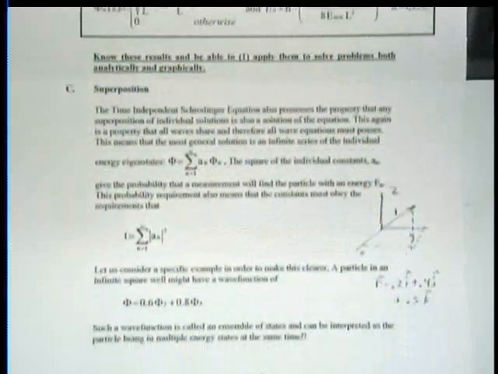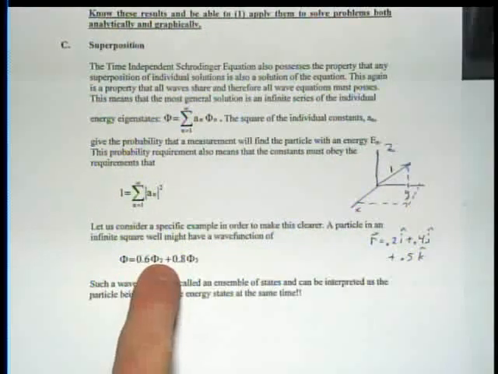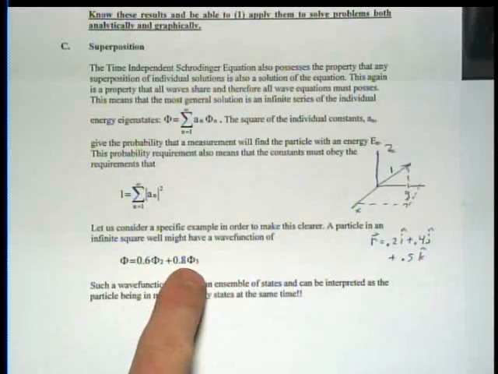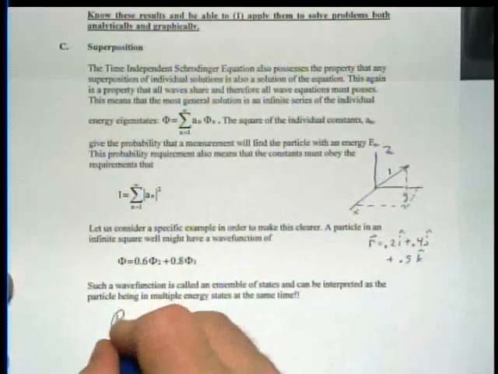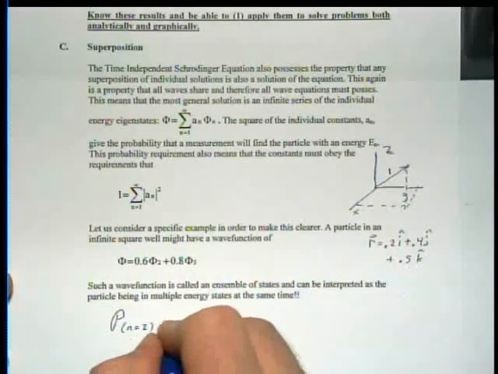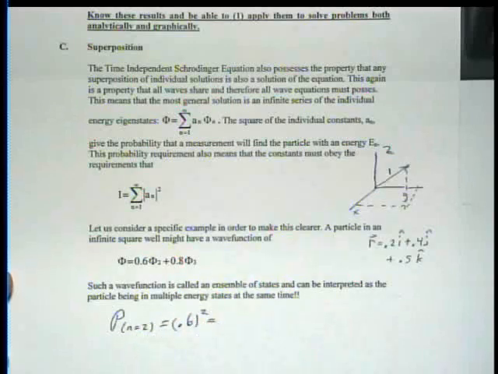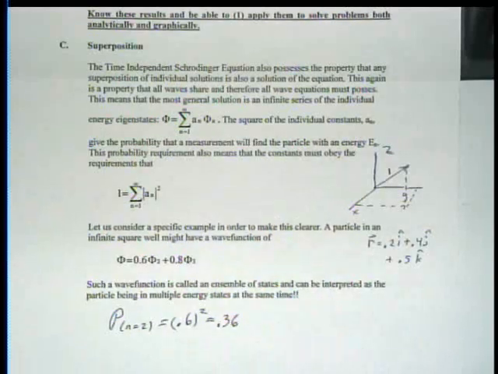So let me show you an example of that. You could have a wave function that looks like this: 0.6 times the second state, that's n equals 2, plus 0.8 times n equals 3. The probability that n is 2 is 0.6 squared. What's 0.6 squared? 0.36. So 36% of the time, if you made a measurement, and you're going to make billions of measurements, you will find that it's in the second state, and you will get E2 for the energy value.